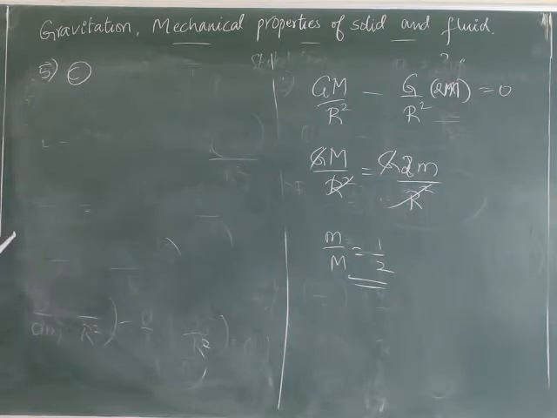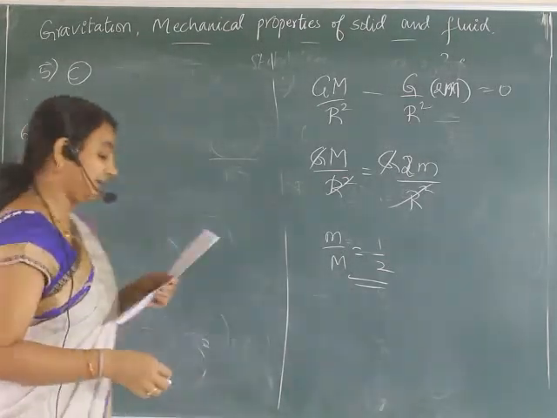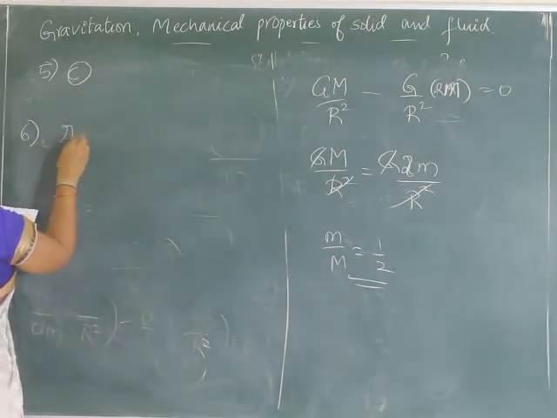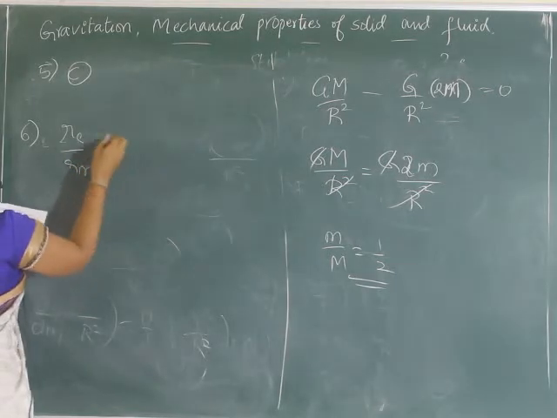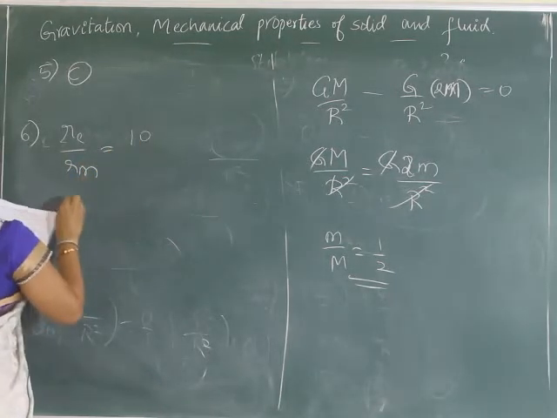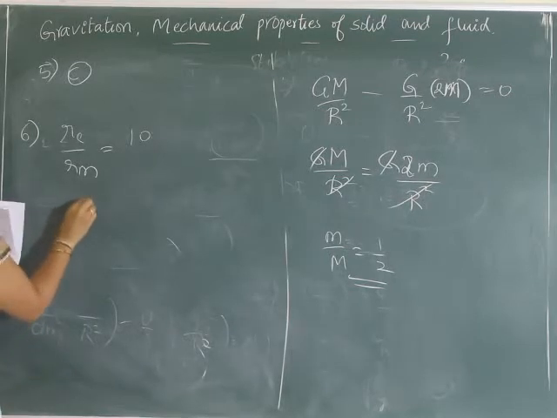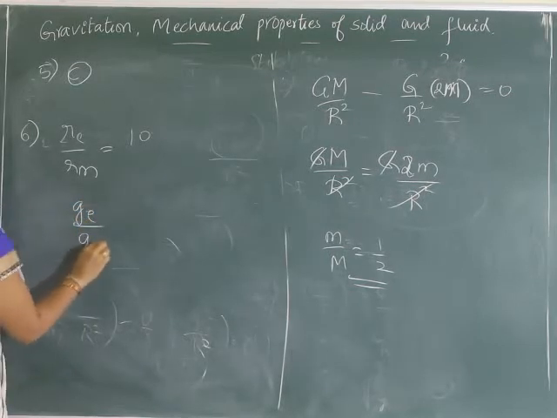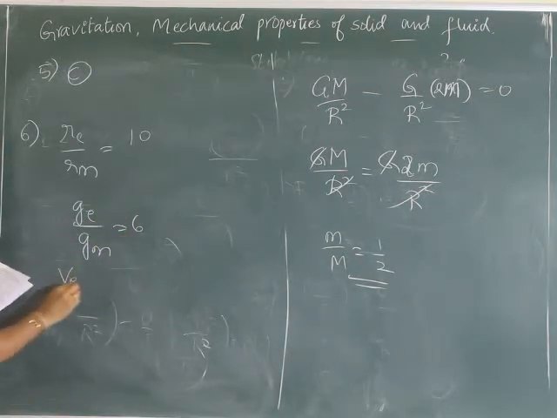Next, sixth one. The ratio of the radius of the earth to that of the moon is 10. The ratio of acceleration due to gravity on the earth to that of the moon is 6. Find the ratio of escape velocity of the earth to the moon.